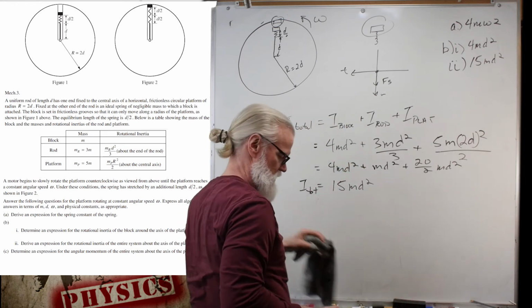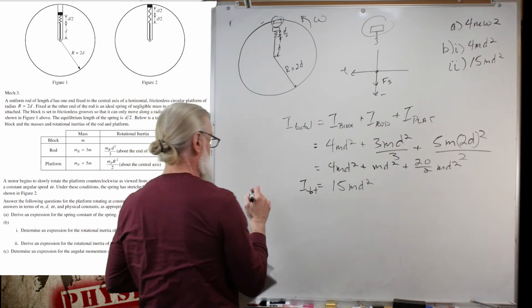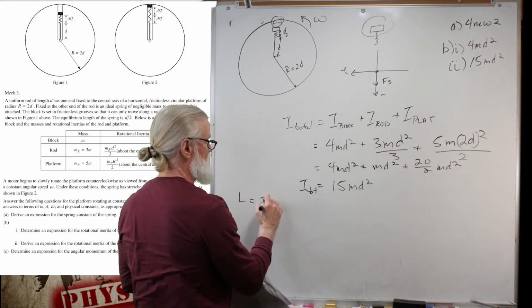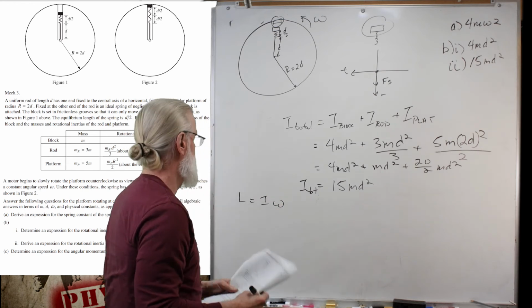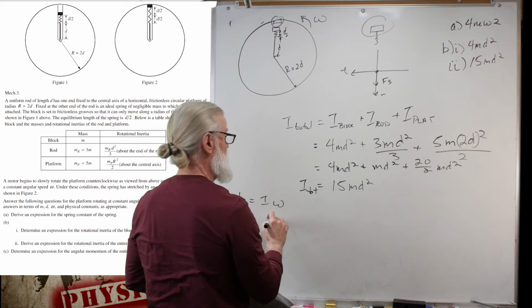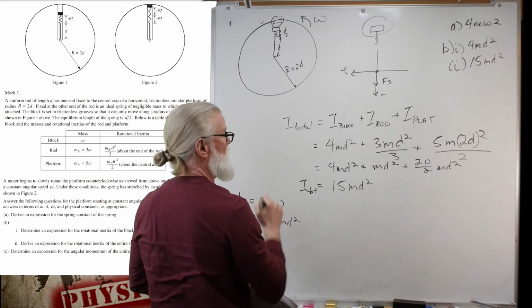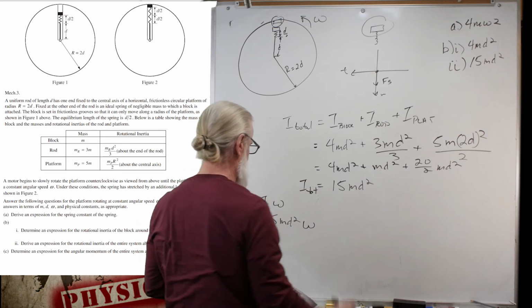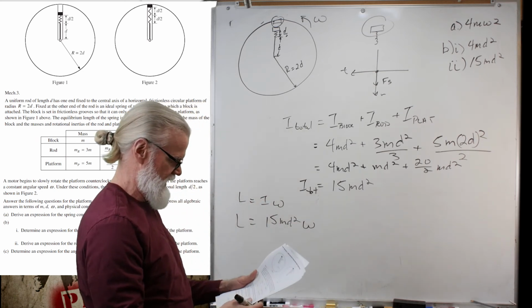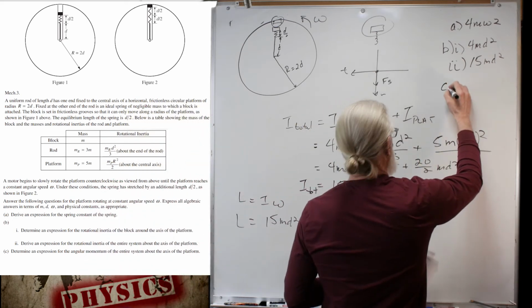In this case, we're going to find angular momentum because we just have something spinning on an axis. We're just going to say that's Iω, right? And we conveniently just found I, which was 15md squared. And omega is omega. Well, that was kind of easy. All right. C.